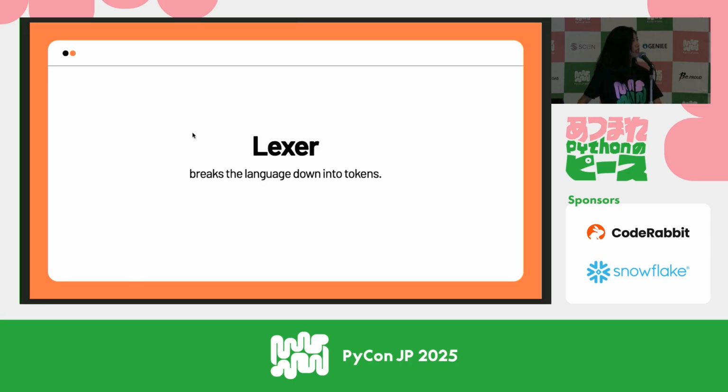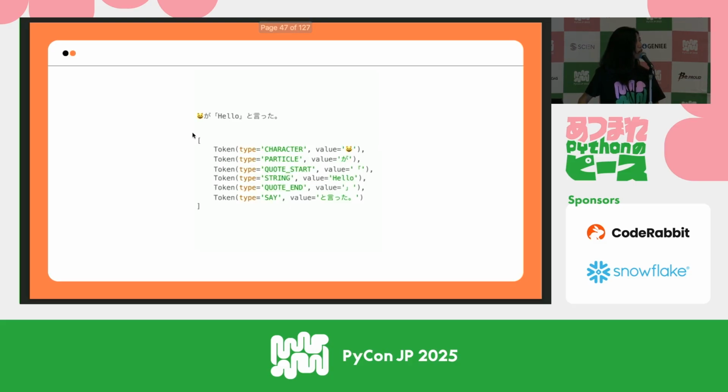But a parser is basically composed of 2 components. One is the lexer, which is going to break down your sentences into tokens. For example, in this syntax, we have neko ga hello to itta. And we're going to break it down into each token. Like I recognize neko as a character, ga as a particle, hello as a string, and to itta as like a say. We just break it down into tokens.